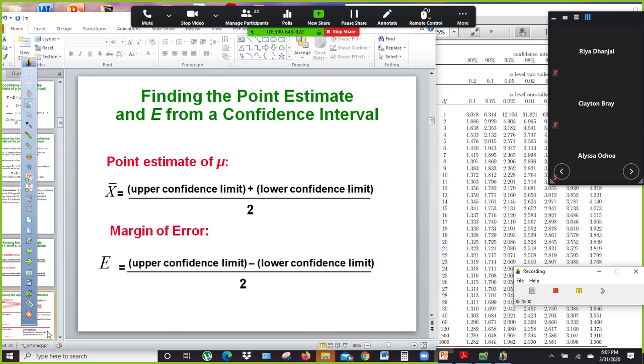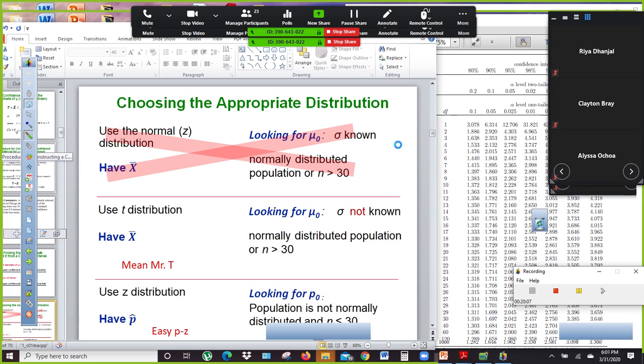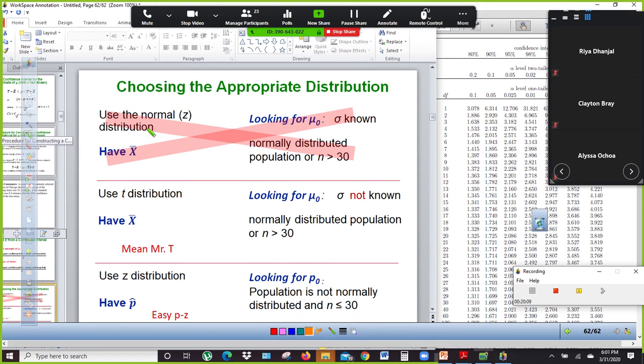And the last thing I wanted to go over was this part here, kind of just a quick summary of picking out the appropriate distributions. So again, remember, we are not going to use the mean when we know sigma, because that's ridiculous. It never happens. Instead, we're going to deal with means when we don't know what sigma is. In other words, we're going to have to approximate using S.